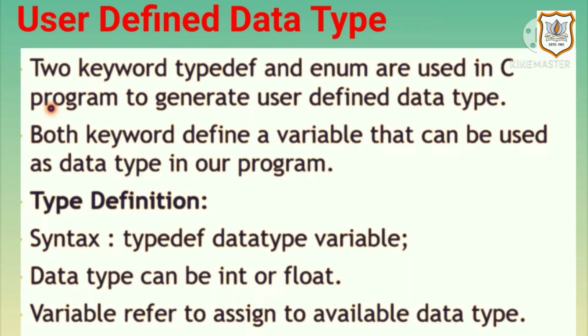Next one is user-defined data type. Two keywords, typedef and enum, are used in a C program to generate user-defined data types. Both keywords define a variable that can be used as a data type in our program. Type definition. The syntax for using typedef is typedef, data type, variable, and semicolon. Here, data type refers to an existing data type, for example, integer or float. Variable refers to a new name that we want to assign to the existing data type.